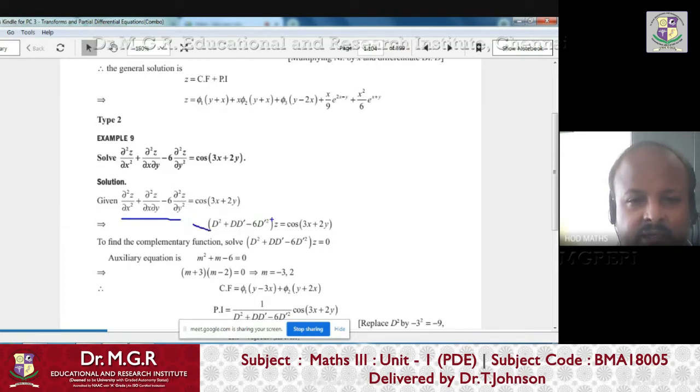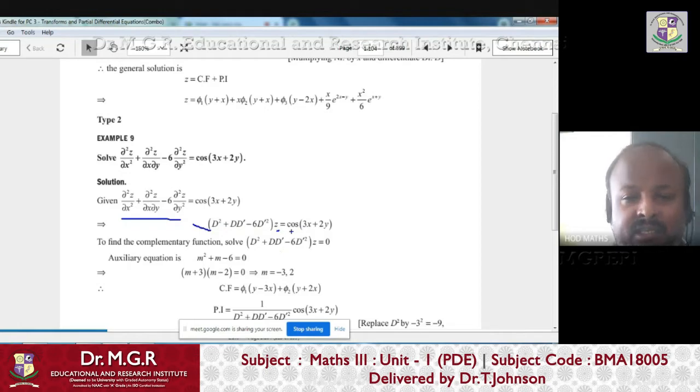By taking z outside, this is the differential operator. D square z means differentiate z with respect to x 2 times, and D dash square of z means differentiate z with respect to y 2 times, and DD dash of z means differentiating z 1 time with respect to x and another time with respect to y.